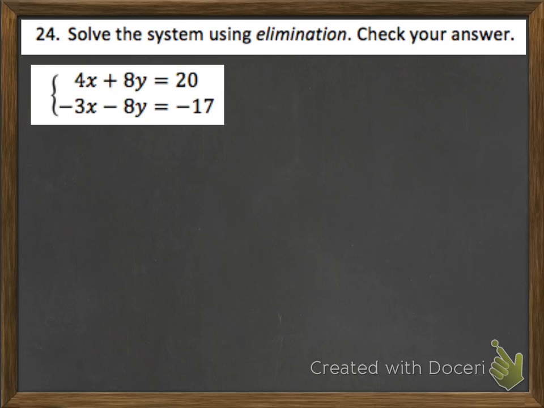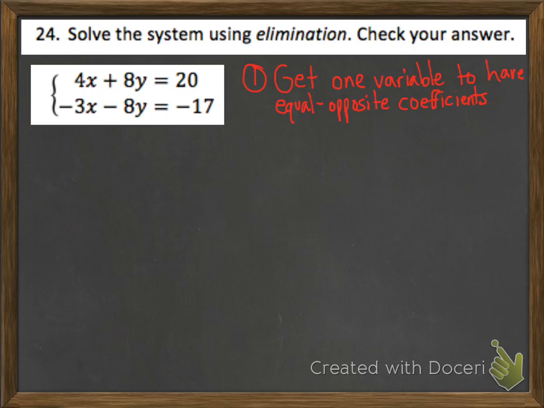Now when we use elimination, the first thing we want to do is get one variable to have equal opposite coefficients. That means the number next to the x needs to be the exact same number, in this case a 3 or a 4, but opposite, so one negative, one positive. Or we could choose to do the y, so we could have the number next to the y's be the same number, but one positive and one negative. We're lucky with this problem because our y's are already equal opposite coefficients. So we can move on to step 2.